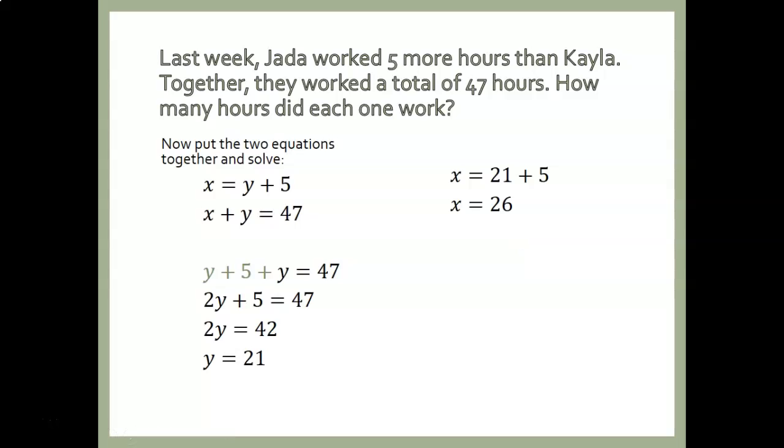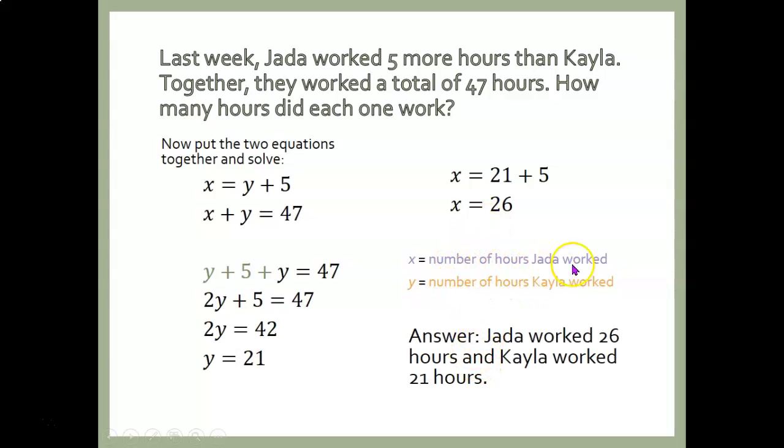Now, before we declare ourselves done with the problem, we need to make sure that we've carefully answered what it is they were asking. They were asking how many hours did each one work, so we need to make sure we clearly answer that question. So the answer is, remember what our variables stood for. Now we have numbers for those, and we can say that Jada worked 26 hours and Kayla worked 21 hours.